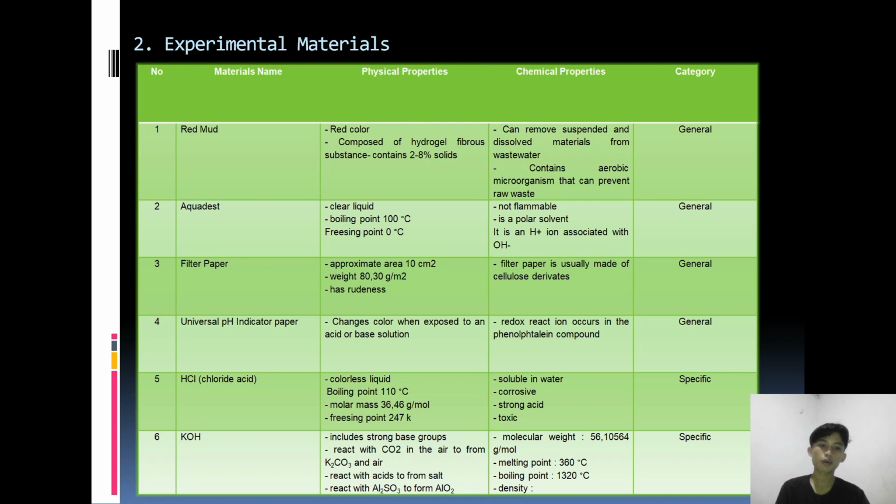Chemical properties: molecular weight 56, 10,564 gram per mole, melting point 360 Celsius, boiling point 1020 Celsius, and a category specific.